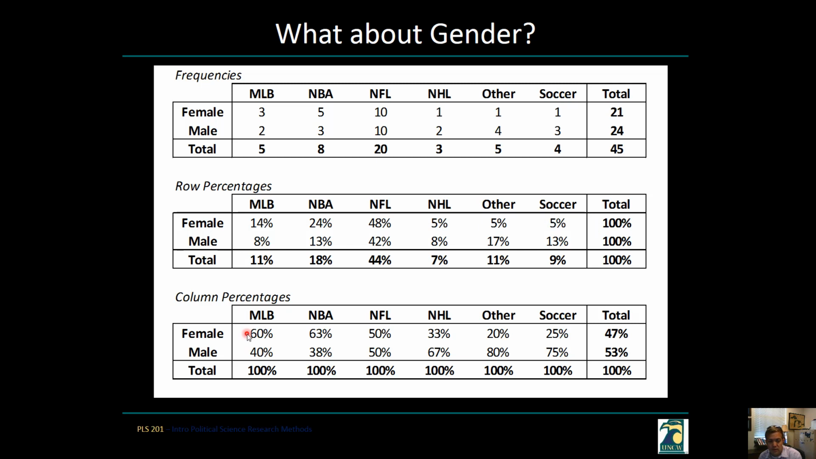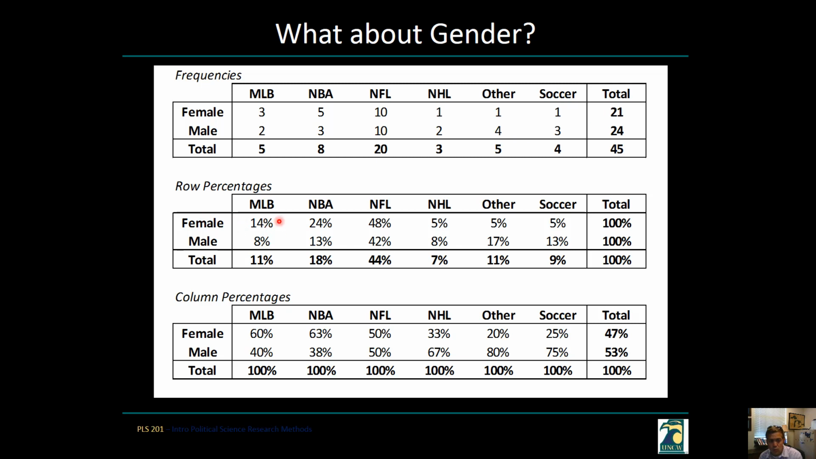Compare that to here. 60% of the people that like Major League Baseball are females. And so you're saying two different sentences really about the same number here, depending on how you calculate the percentage. Is it 3 over 5? That's the 60% down here. Or is it 3 over 21, which is the 14%?